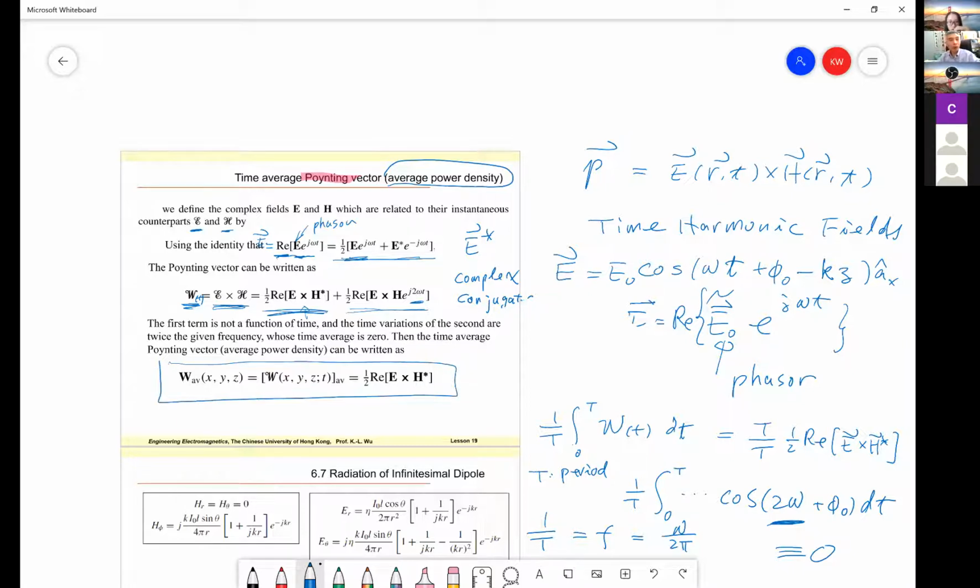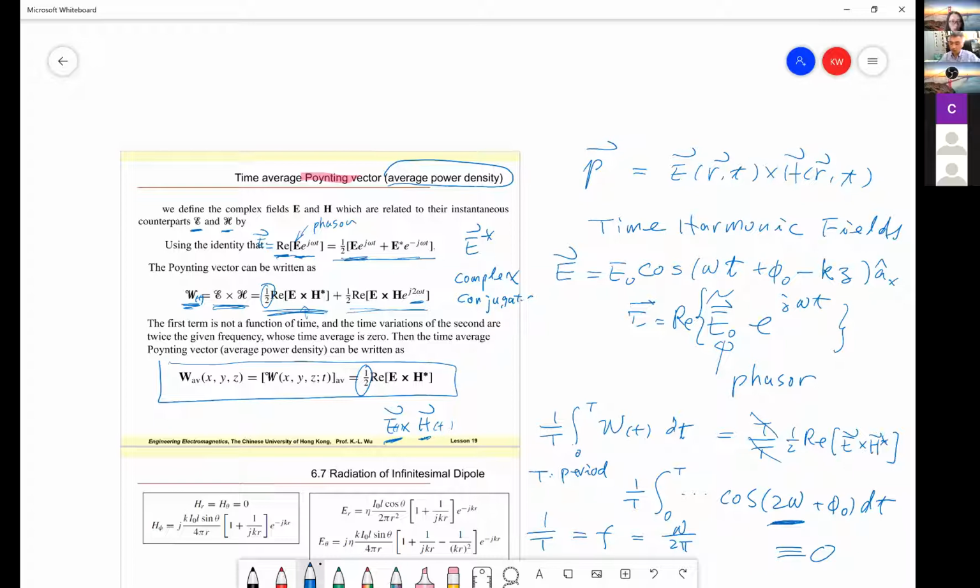Therefore, we have to get used to this. When we describe power density using the phasor expression of the electromagnetic field, we don't use E cross H. This is not correct, because these are not phasors, this is a function of time. If we use phasors, we have to use E cross H conjugate. And don't forget this 1/2, because the 1/2 comes from this integration.